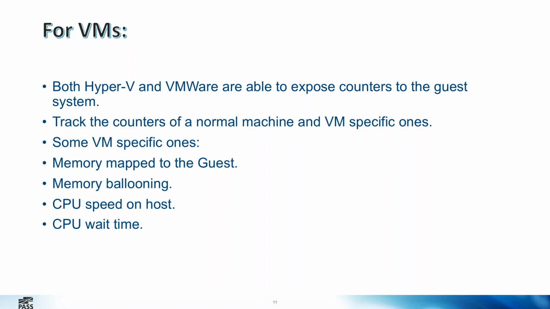Memory ballooning, so is the hypervisor trying to reclaim memory from the different guests? What's the CPU speed I'm getting on the host? Does it match the CPU stock speed that I'm supposed to be getting from the model of the chip I have, or am I getting power down clocked because it's set to some power saving mode or things like that, right?